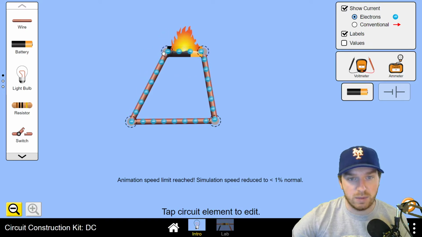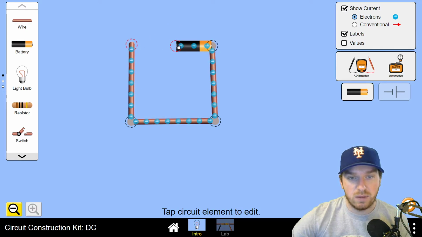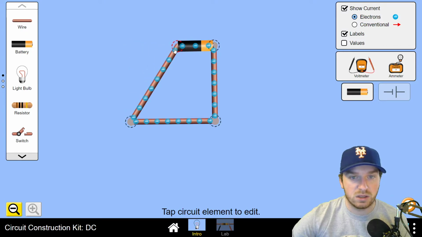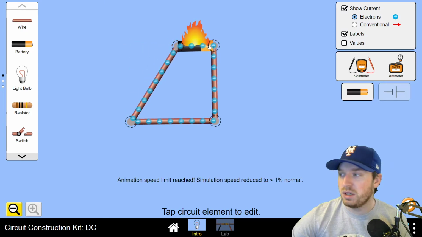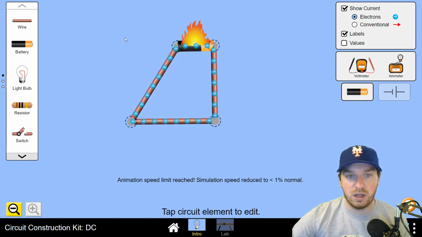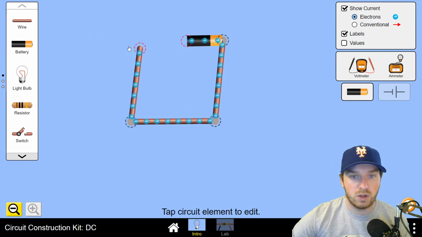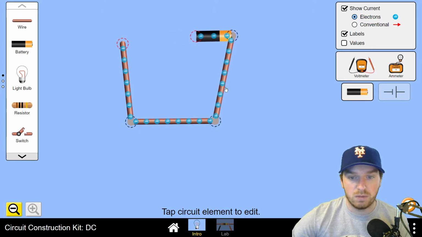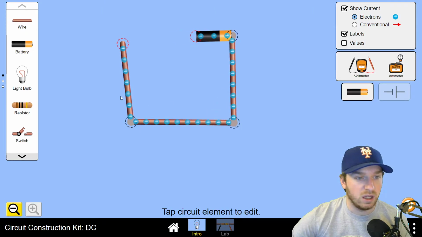I have nothing that's stopping the flow of these electrons, which is causing the circuit to short. You're not slowing down the electrons at all, and so these electrons can flow freely, and that causes there to be a short here. Too much current flowing without anything slowing it down.